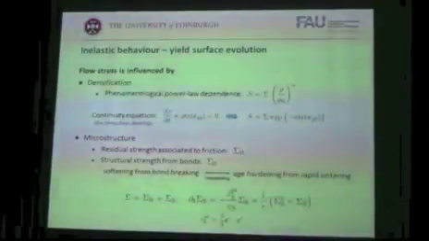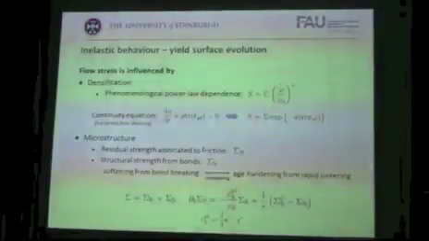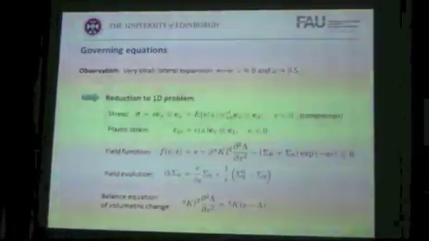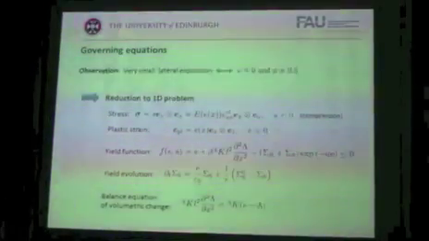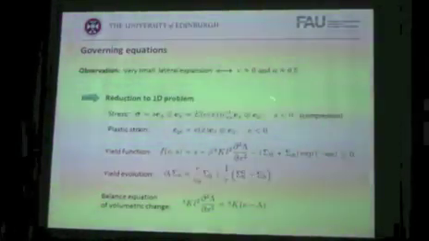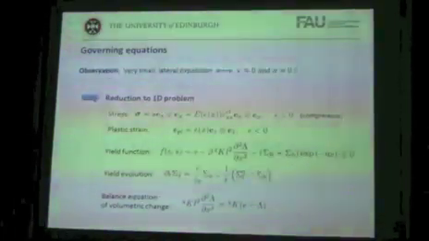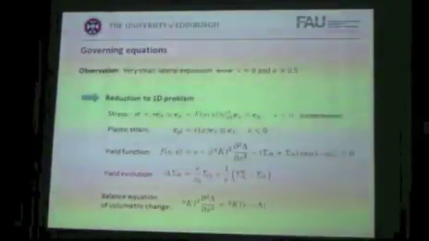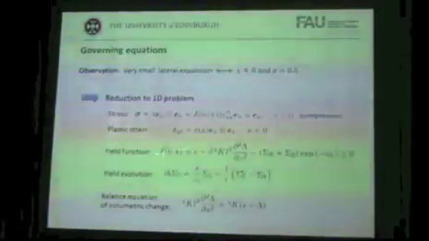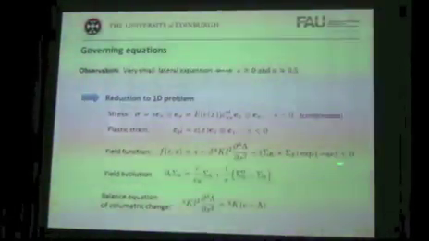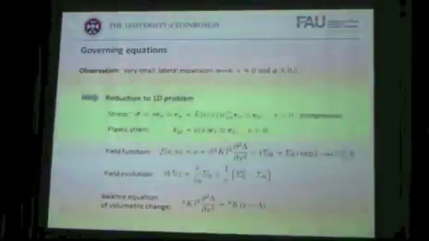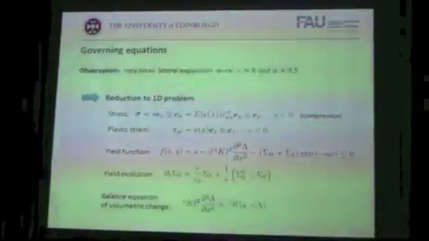Well, so we have all the ingredients now for the plastic deformation. For the governing equations, we exploit the observation that we have very, very small lateral expansions, so we can approximate the Poisson ratio with 0 and the alpha from the Spande-Fleck criterion with 0.5, and this leads basically to a one-dimensional problem. The one-dimensional stress, the plastic strain is one-dimensional. The yield function looks then like this, when we take the balance equation of volumetric change into account, and the yield evolution is also simpler now, so everything is one-dimensional.